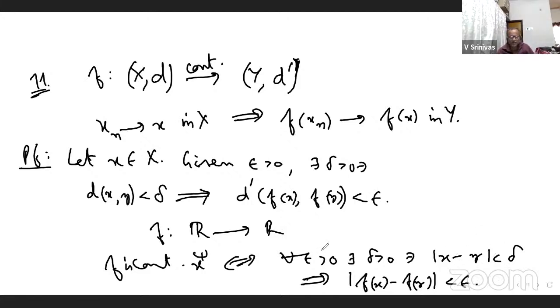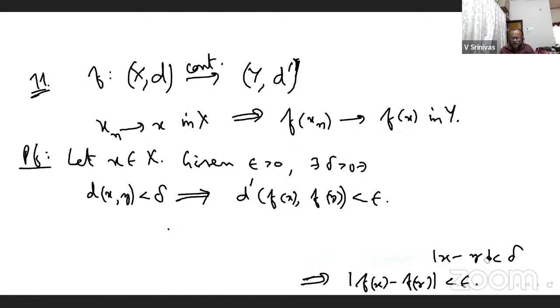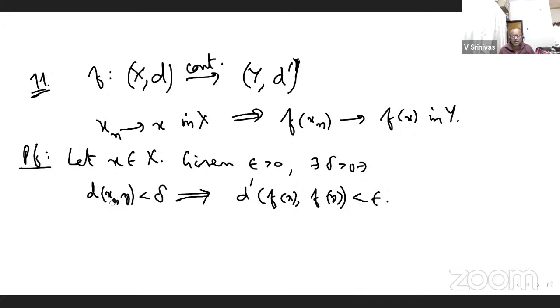Replace this by the metric d of x comma y. Replace this by metric d dash, because your f of x, f of y are in capital Y. So you have to take the d dash metric, so d dash of f of x, f of y is less than epsilon. This is the generalization of this one to metric spaces. So I can erase this now. If you remember the definition of continuity for real valued functions of a real variable, you can write down this one for general metric spaces.